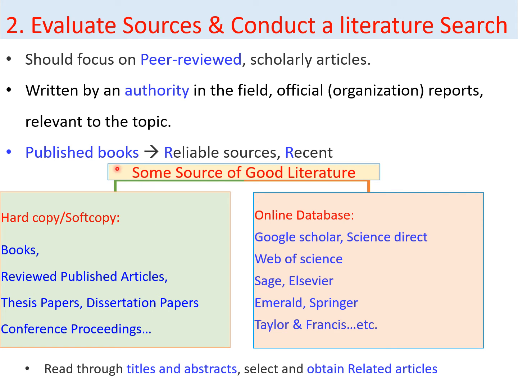Let us tell you some of the sources of a good literature review. Hard copy or soft copy books, reviewed published articles, thesis papers, dissertation papers, and conference proceedings can be used as reliable sources. And the other is online databases: Google Scholar, Science Direct, Web of Science, Sage, Elsevier, Emerald, Springer, and Taylor and Francis can be good databases to search the literature.